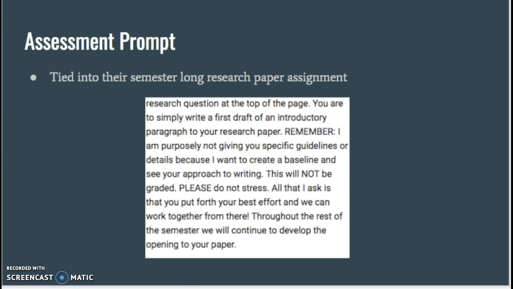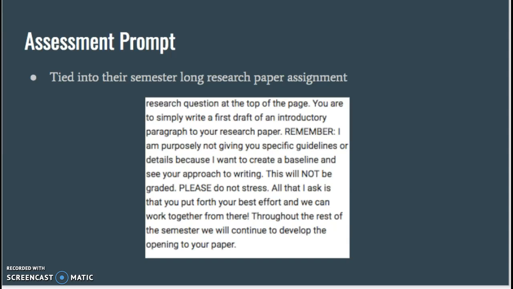So before I even got into the class, they had already been assigned a semester-long research paper. The research paper had been broken down into segments. They had created their own due dates. The first thing that was due was an annotated bibliography, then a rough draft, and then lastly a final draft. They had been taught how to research, where to find sources, how to analyze primary and secondary sources for information.